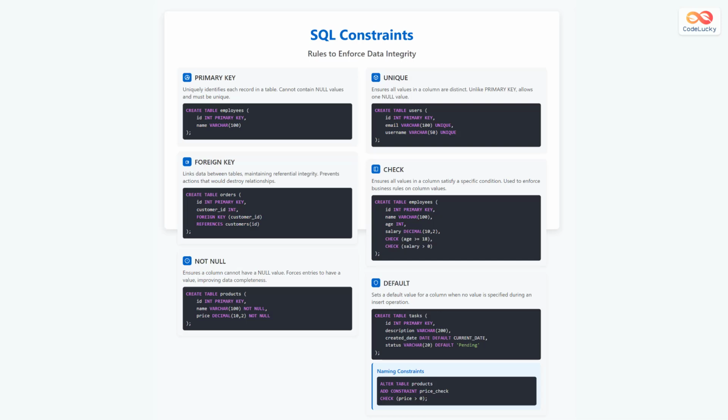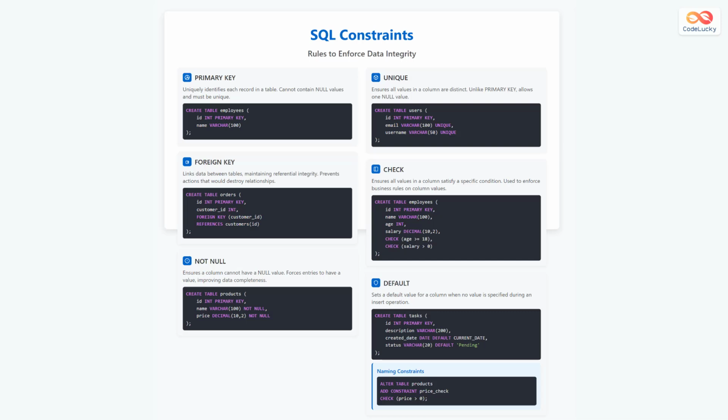Not null constraint ensures a column cannot have a null value. It forces entries to have a value, improving data completeness. Unique constraint ensures all values in a column are distinct. Unlike primary key, it allows one null value. Check constraint ensures all values in a column satisfy a specific condition. It is used to enforce business rules on column values.